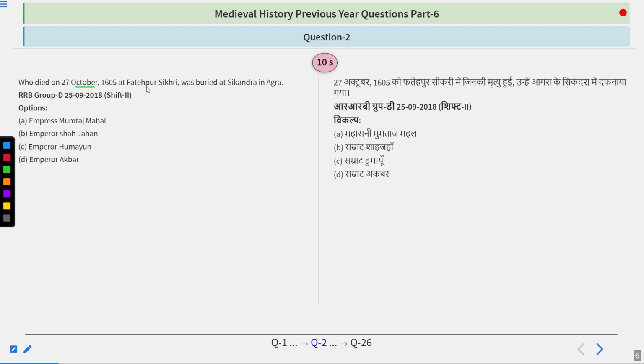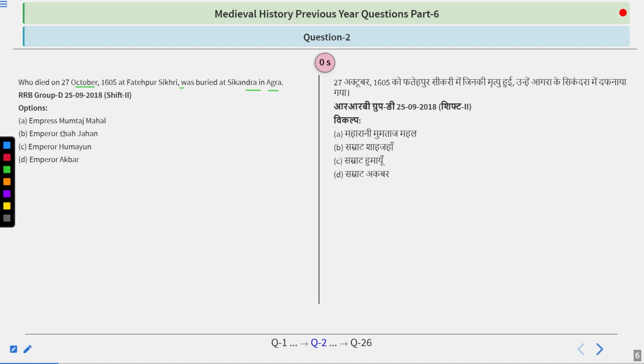Who died on 27th October 1605 at Fatehpur Sikri, was buried at Sikandra in Agra? Options are Empress Mumtaz Mahal, Emperor Shah Jahan, Emperor Humayun, or Emperor Akbar. So try to figure out the answer. And I hope you got your answer.